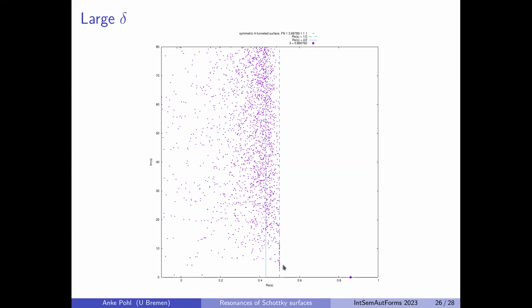Here's also something nice you see: at 1/2, this dashed line here, resonances cannot cross real part 1/2 unless they are delta. So delta is here. And you see, if you take your fantasy, that the resonances try to come in from the left, and then they are kind of caught here at 1/2. This is proven, that you cannot go beyond 1/2 here.